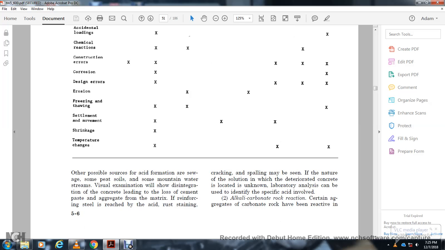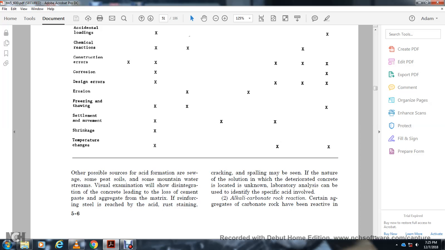Other possible sources of the acid are the formation from sewage and the flow of mountain water streams. The visual examination shows the disintegration of the concrete, leading to the loss of the paste, with the aggregate mixture reaching the reinforcing steel, the reach of the acid, and rust staining, cracking, and spalling. One may see the nature of the solution in which the deteriorated concrete is located. Laboratory analysis can be used to identify the specific acids involved.